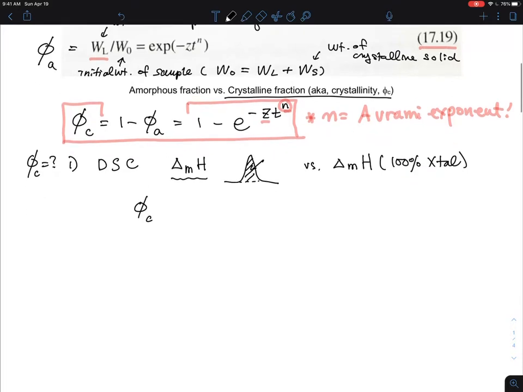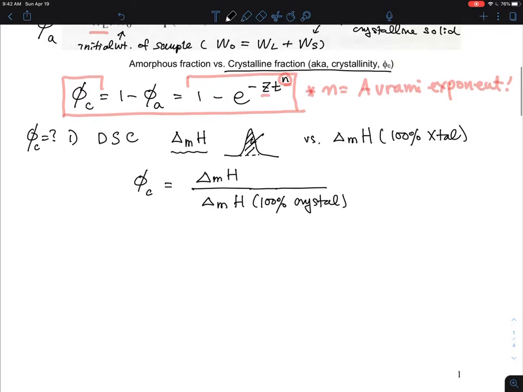crystallinity can be defined simply as delta H melting of the sample normalized by that of the 100% crystal. Okay. So then all you've got to do is find the known values.